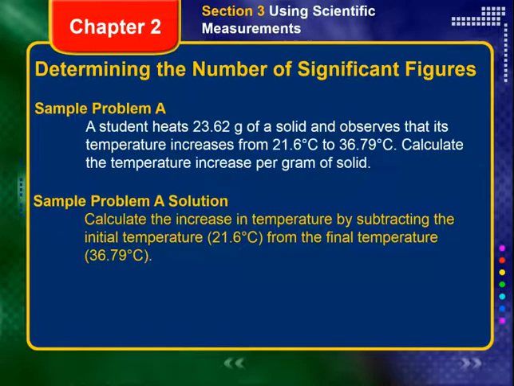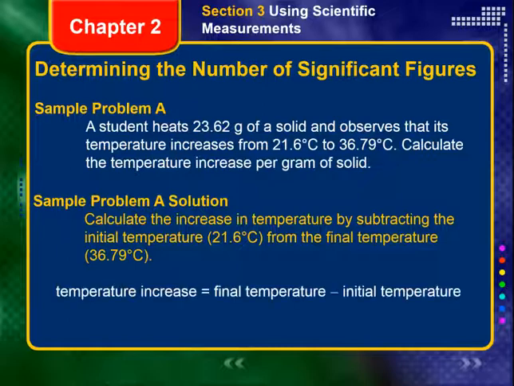So first thing I'm going to do is calculate the increase in temperature by subtracting the initial temperature from the final temperature. Now you don't have to know why, you just need to know that I'm subtracting. So I have to use a certain set of rules, right? The addition and subtraction rules. And so I have 36.79, that's 2 decimal places, minus 21.6 degrees Celsius. That's 1 decimal place.